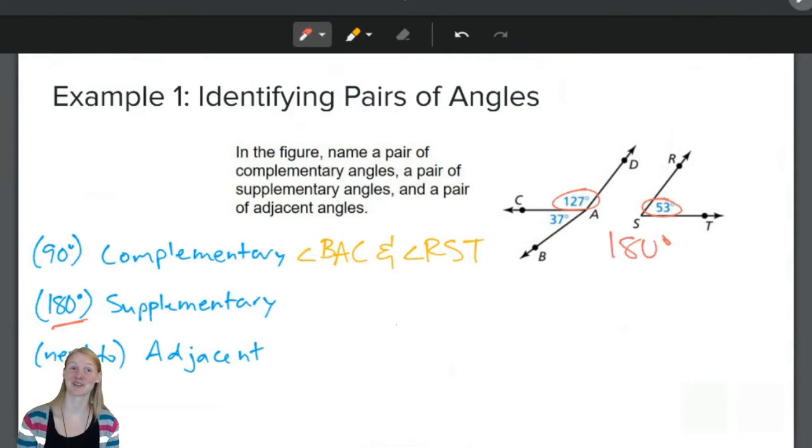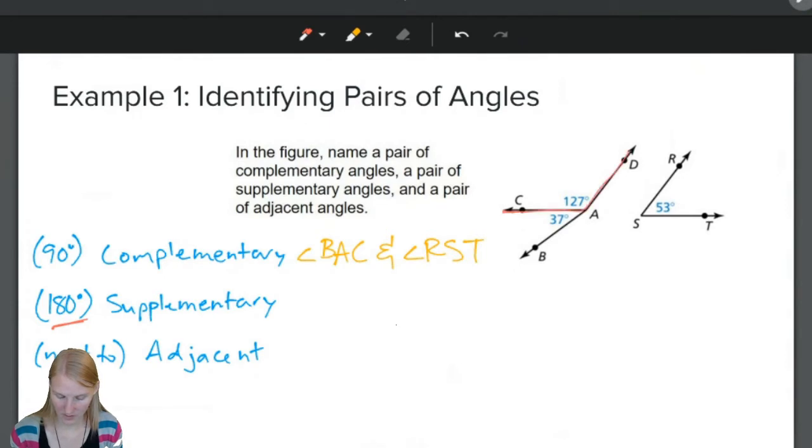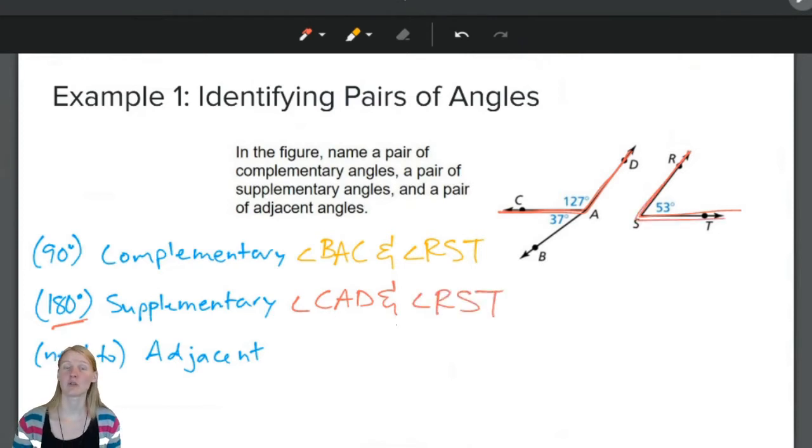Ah, that's 180. And you can see that when I slide this angle over and put it right here, I get a flat line on the bottom. I get a straight line on the bottom. So that's another way that we can know for sure that they add up to 180. So, this angle and this angle: angle CAD and angle RST. Beautiful, beautiful. Because these add to 180 and these add to 90.